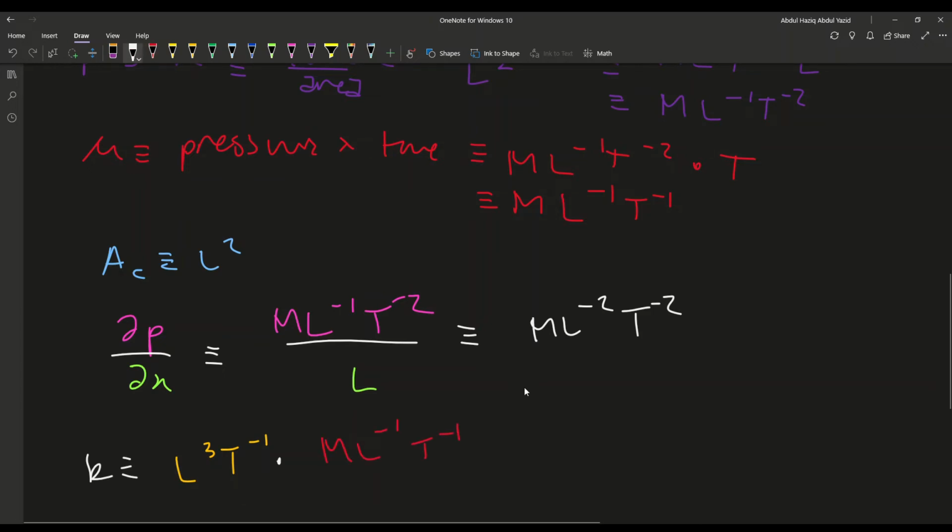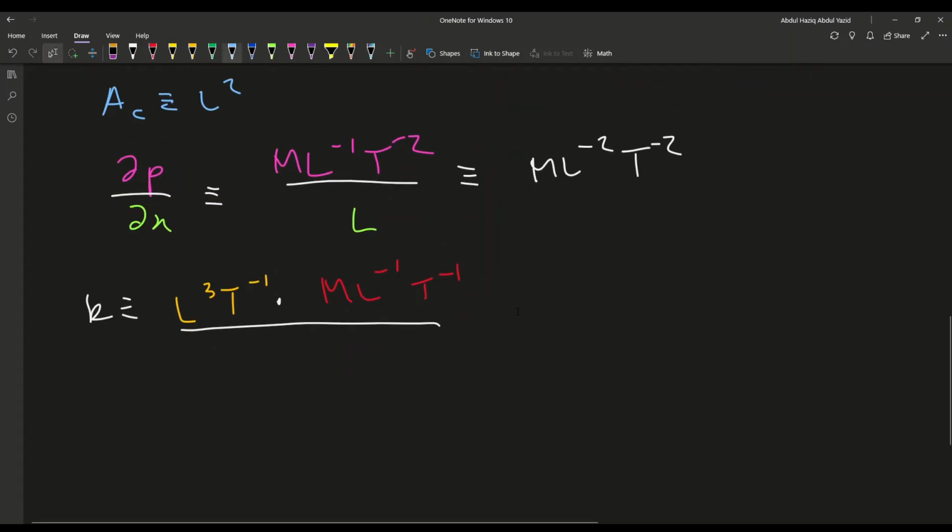This is going to be divided by AC, ∂P over ∂x. So that's going to be L squared times ML^-1 T^-2 for the pressure. And again, divided, oh sorry, let's just put in the final term over here, which we already found to be ML^-2 T^-2. So what does this simplify to?